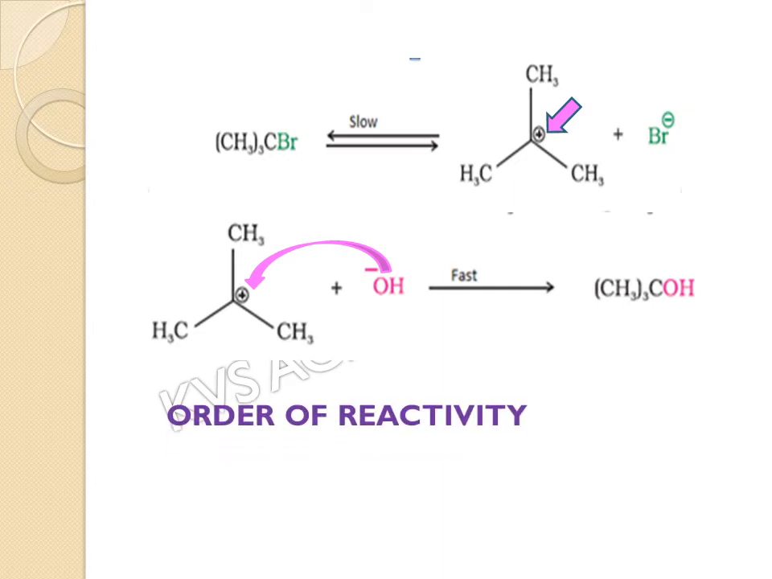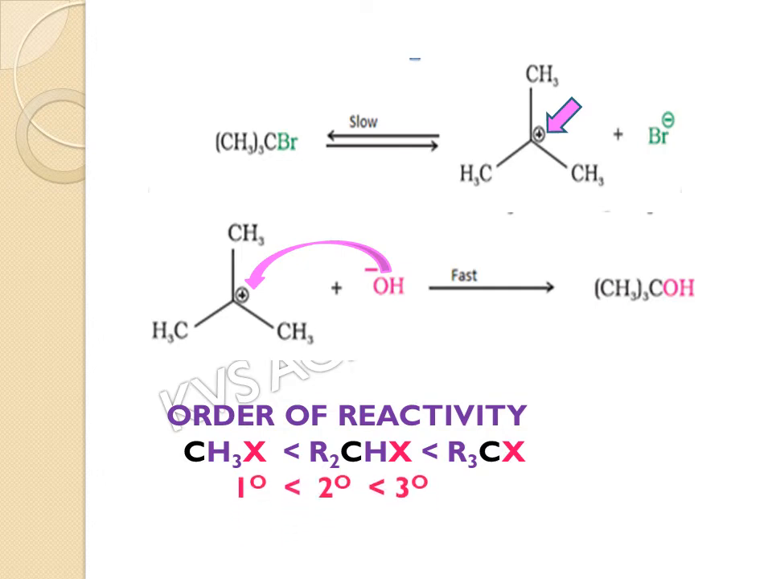Now, the order of reactivity is CH3X, that is 1 degree alkyl halide, less reactive than R2CHX, 2 degree alkyl halide, which is less reactive than R3CX, 3 degree alkyl halide. Hence, we can say 1 degree is less reactive than 2 degree, less reactive than 3 degree. Because 3 degree carbocation is the most stable one and hence it is the most reactive one.